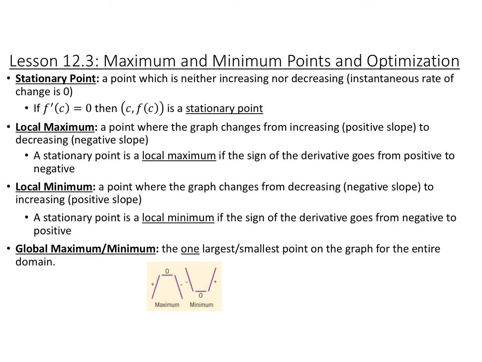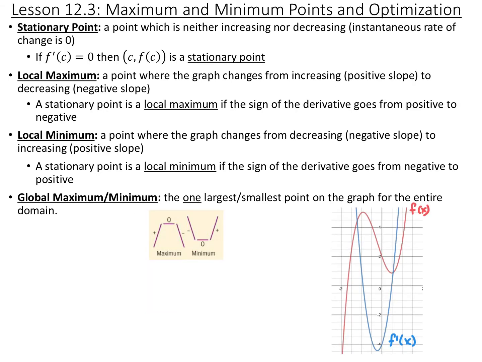Lesson 12.3 is maximum and minimum points and optimization. I would pause the video and write down these notes. So a stationary point is a point that is neither increasing nor decreasing. So it has an instantaneous rate of change of 0. So if f prime of c is 0, then c, f of c is a stationary point.